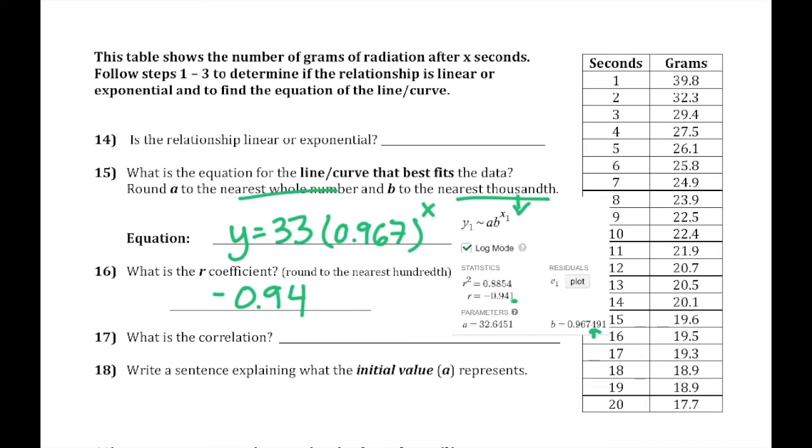Then, number 17, what is the correlation? So based on this, we're kind of in that high range, that 0.94, and close to -1 or 1. Here we're close to -1, so it's still strong. But because the value is negative, it's a strong negative correlation.